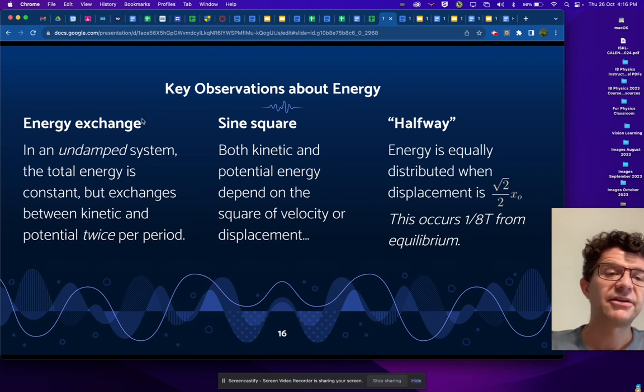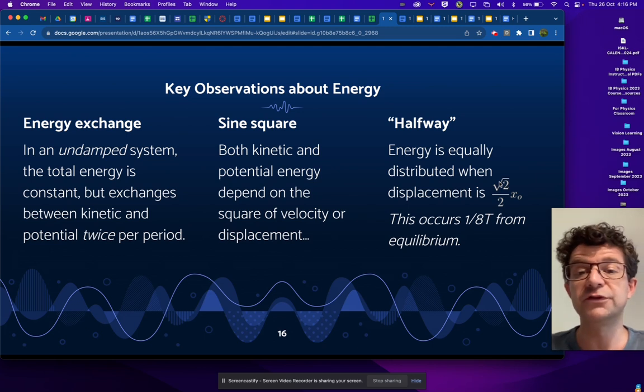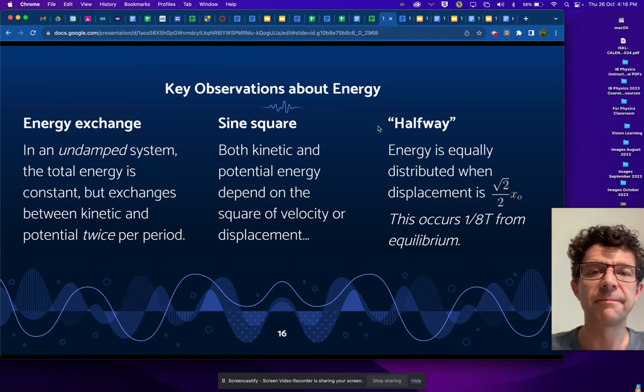Some key observations about energy that we get from that simulation. Total energy remains constant, but switches between kinetic and potential energy twice per period, which we'll see in a problem in a moment where that's important. We see that sine squared shape to the graph because kinetic energy and potential energy both depend on the square of the displacement or the velocity. And then energy is equally distributed when the displacement is the maximum displacement divided by the square root of 2. And this occurs 1/8 of a period from equilibrium.